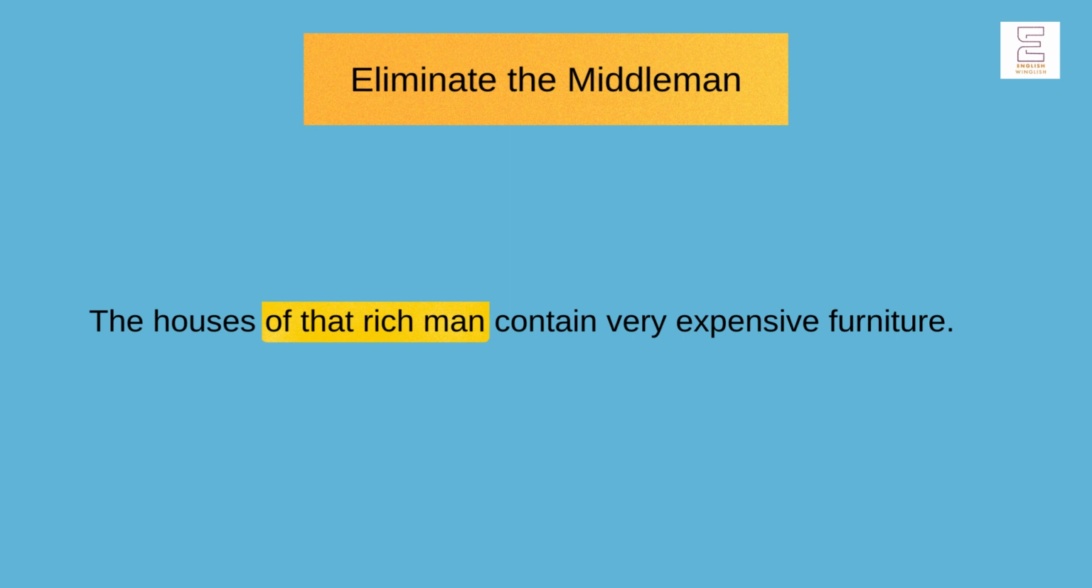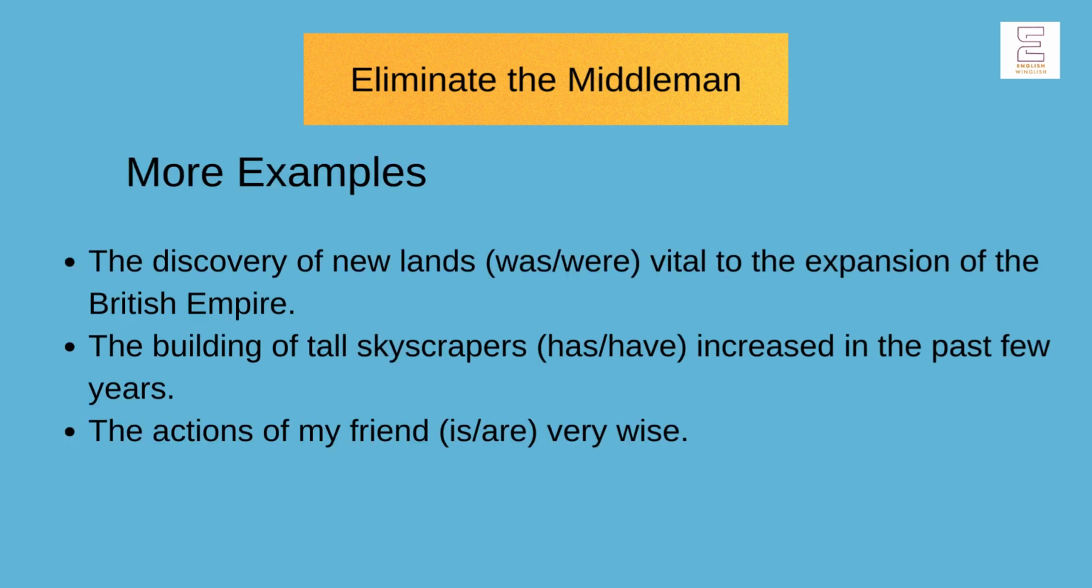And in the final sentence, we will keep this of that rich man. We don't underline it, we don't put a bracket on it, but this has been highlighted for your information that this is the middleman and we have to ignore it. We will not remove it, we will ignore it when we find the subject-verb agreement in a sentence.